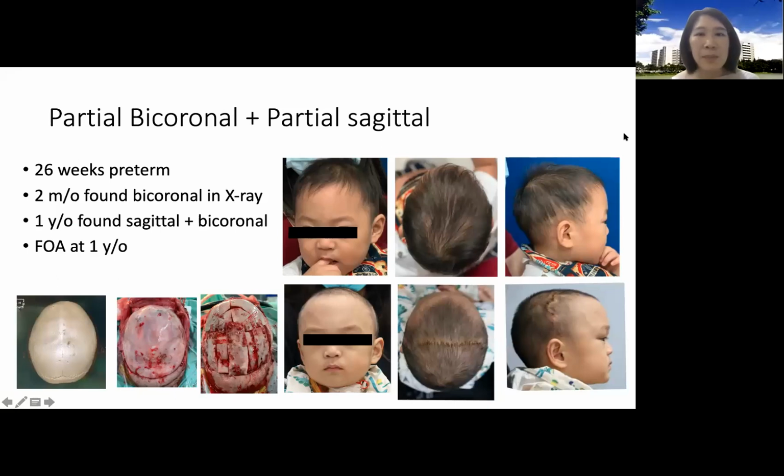The other case is a preterm patient. Actually, if the baby is preterm, he has a higher chance of craniosynostosis, like this baby. He was born in our hospital, and when he was 2 months old, we found a bicoronal synostosis on the skull X-ray. At the 1 year follow-up, we found that he has sagittal and bicoronal synostosis. So we did the FOA at the age of 1 year. The patient has very good development.